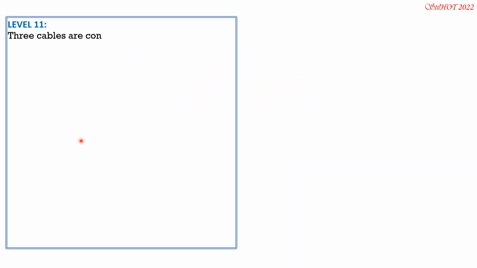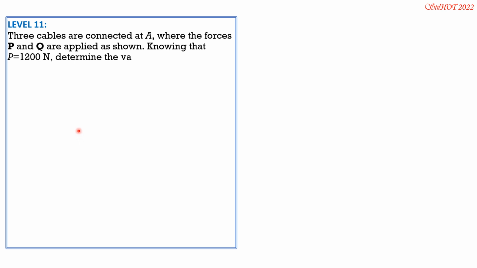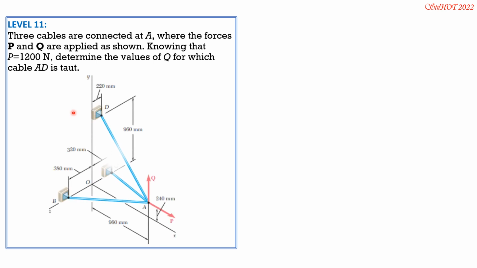Level 11. Three cables are connected at A, where the forces P and Q are applied as shown. Knowing that P is 1,200 newtons, determine the values of Q for which cable AD is taut. When we say taut, meaning there is tension. Even if the tension is as small as possible, almost zero, that is still taut, as opposed to being slack or sagging.